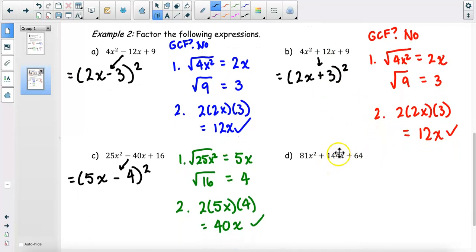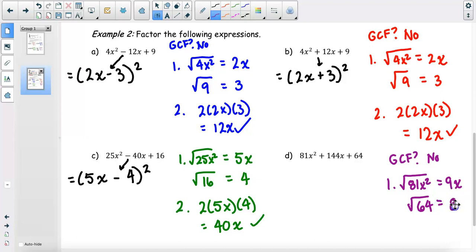Okay, so let's say you see an example that looks like this perhaps. You can see these are huge numbers. If you were to do decomposition or slide and divide, it's going to get messy. But always ask yourself that question, do we have a GCF here? Unfortunately we don't. But you can recognize that 81x squared, we can take the square root nicely, and 64, you can also take the square root nicely. So the square root of 81x squared is equal to 9x. You take the square root of 64, and that's simply equal to 8.